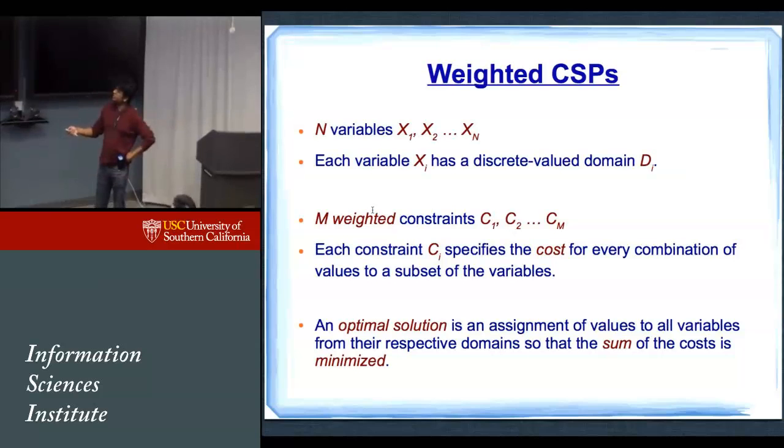So in the weighted CSP framework, which is a generalization of the CSP framework, by the way, you have a bunch of variables, x1 through xn. Each variable has a discrete domain.